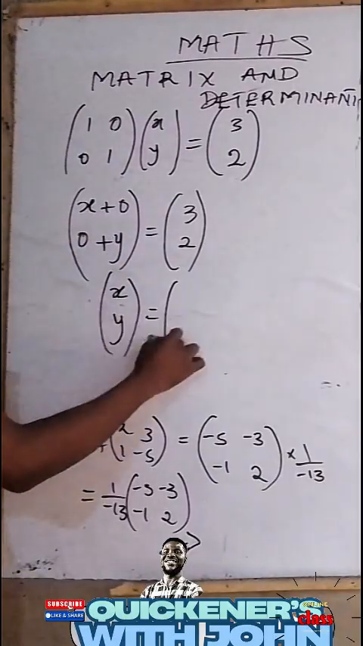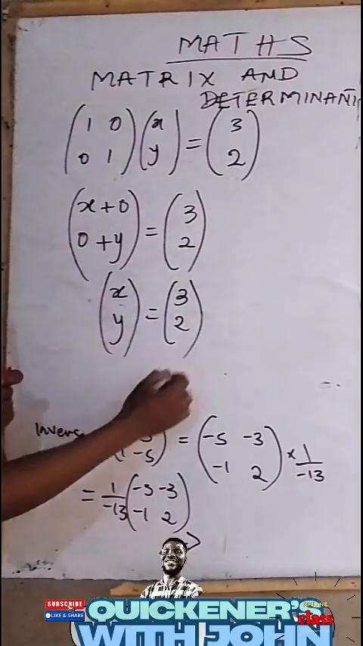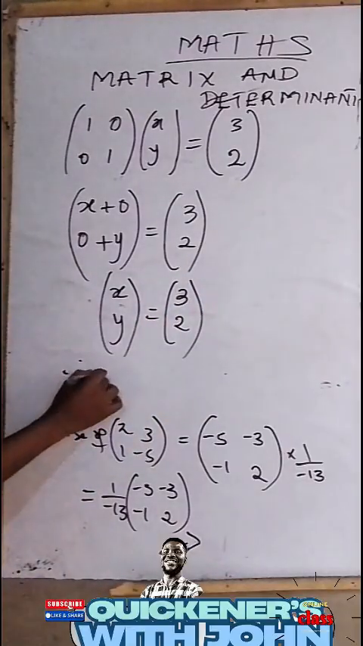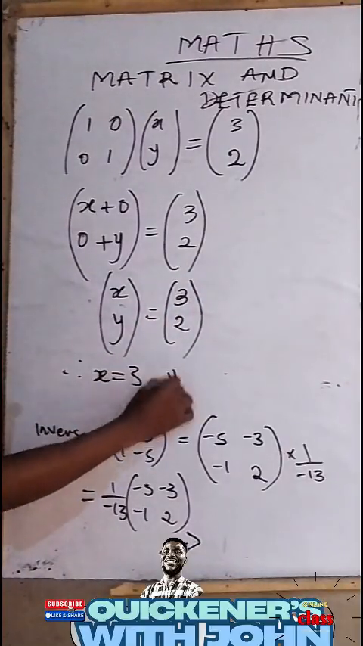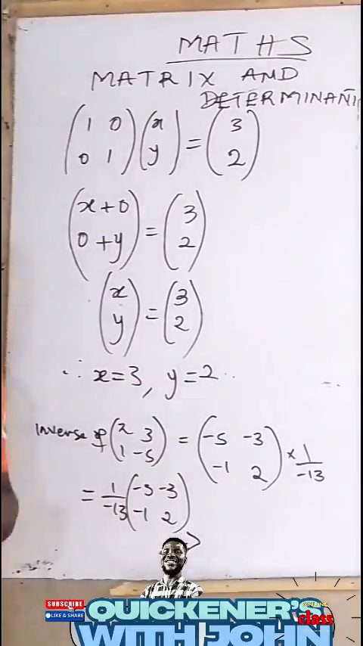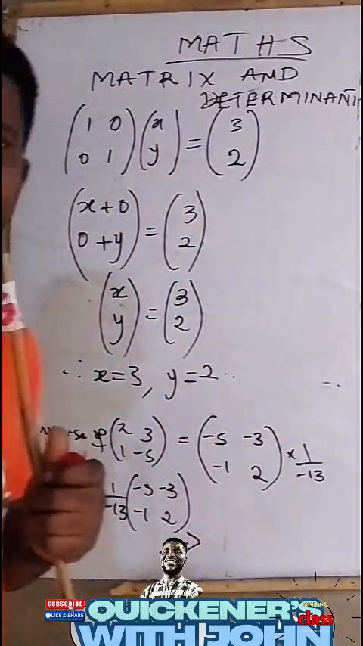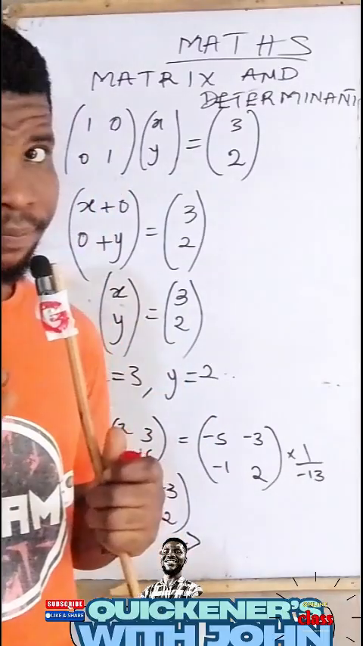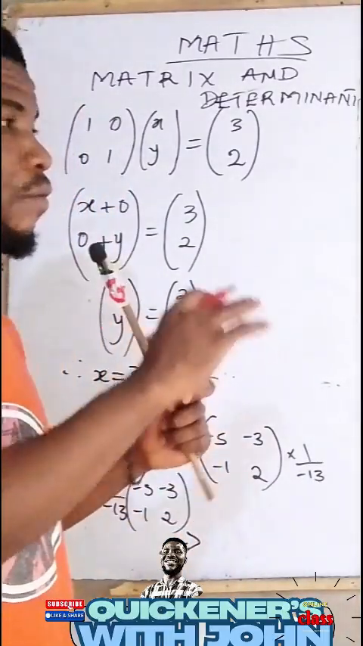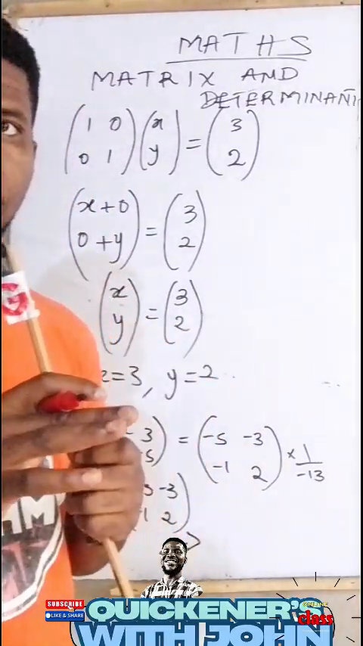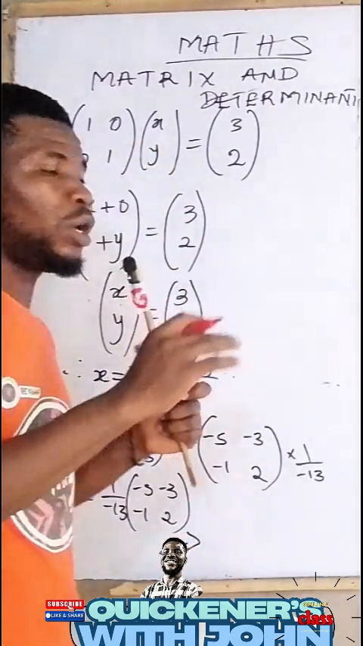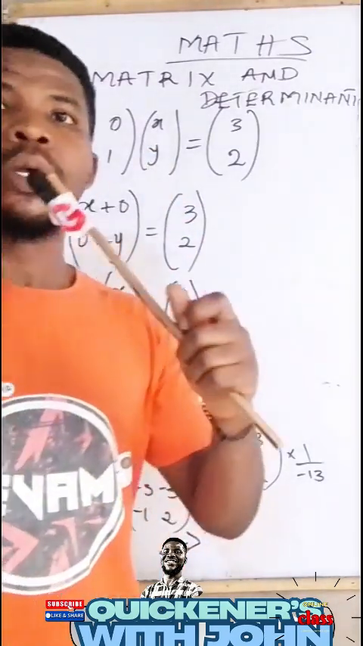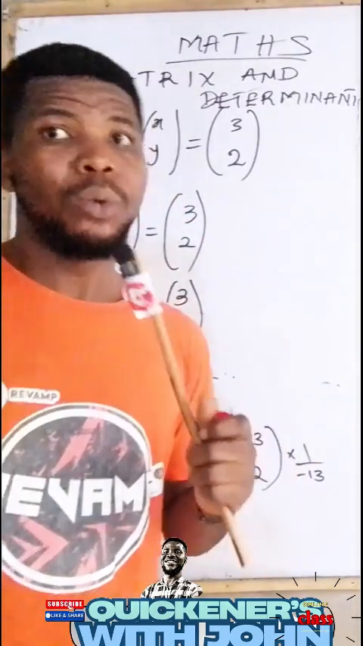Now, did you see what we are looking for? Therefore, X is equal to 3, and Y is equal to what? 2. Did you see what we are looking for now? Right? So, this is a way of solving simultaneous equation using what? Your inverse of the matrix. Okay.